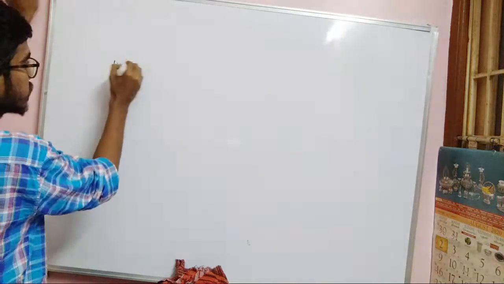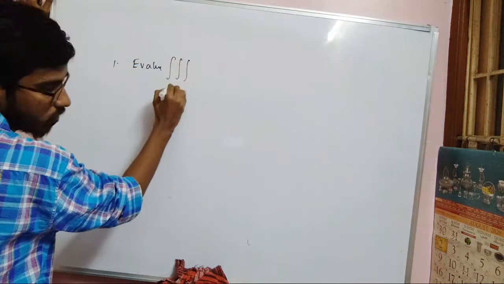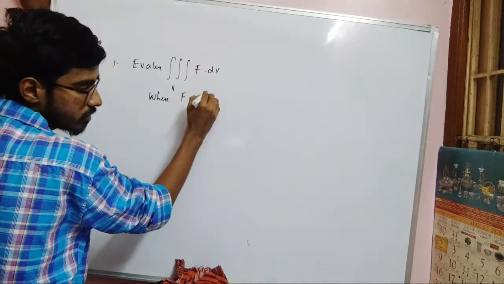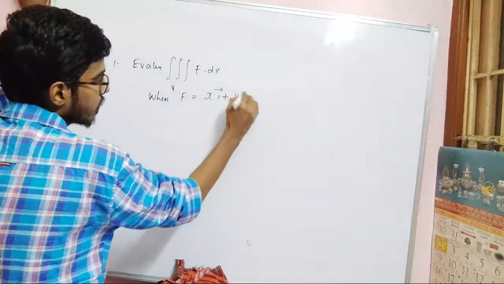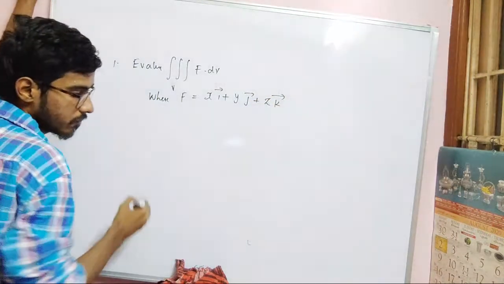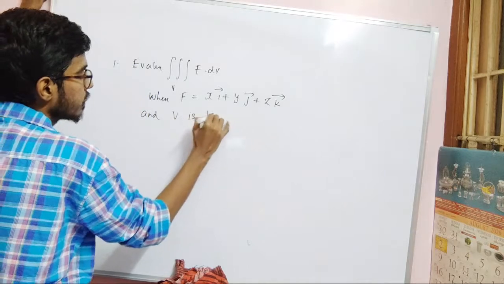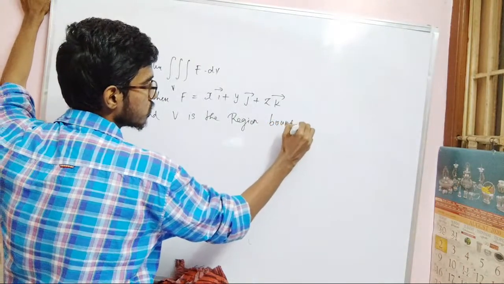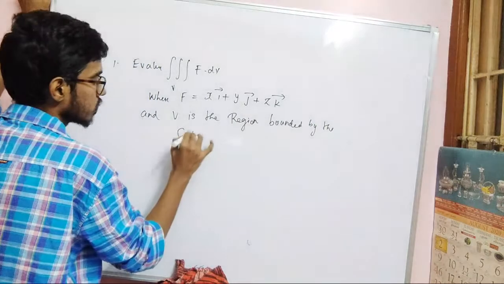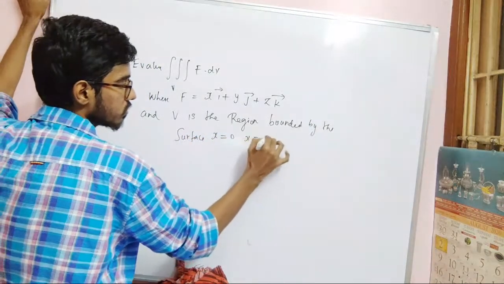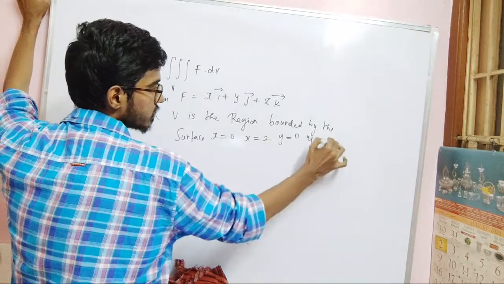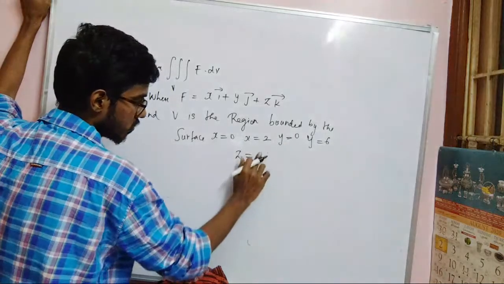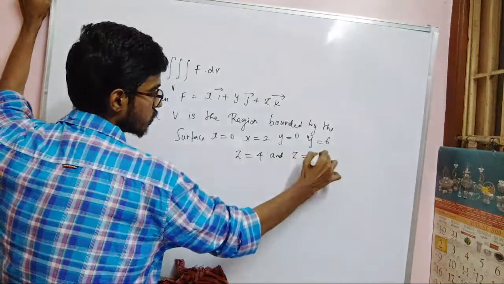So here I'll give one problem for exercise. Evaluate the triple integral over V of f dot dv, where f is equal to xi vector plus yj vector plus zk vector, and V is the region bounded by the surfaces x equals 0, x equals 2, y equals 0, y equals 6, z equals 4 and z equals x square.